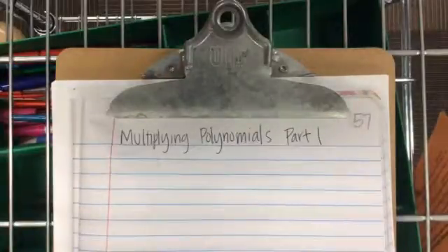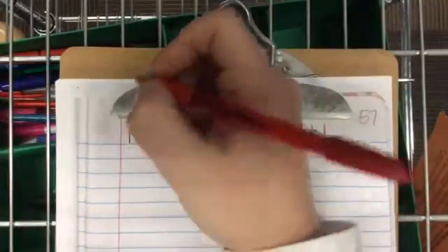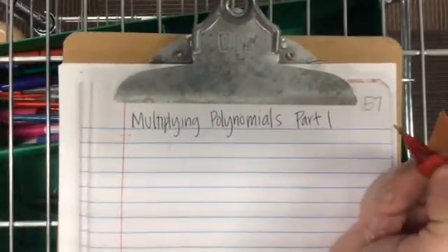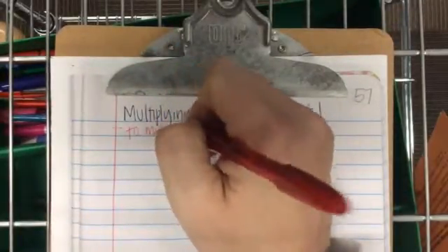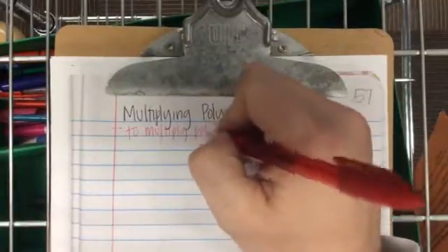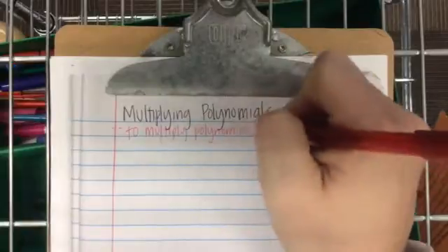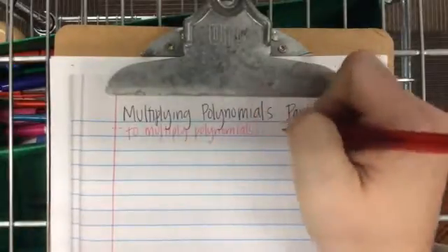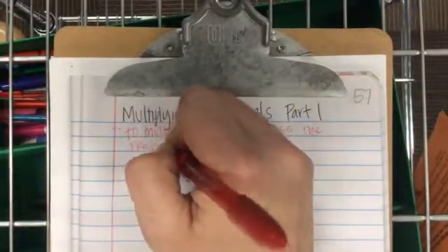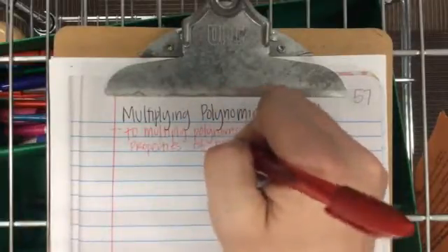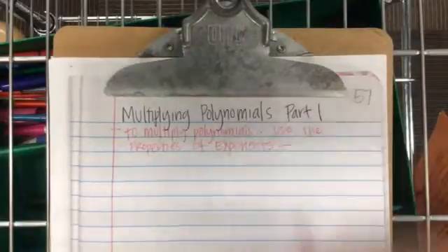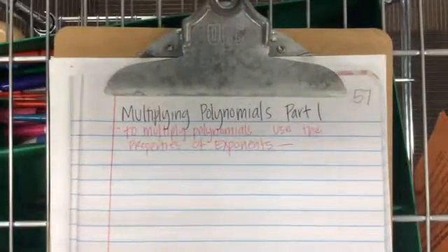So to multiply polynomials, there are three ways, or three types of polynomial multiplication. We break it up. The thing that you have to be acutely aware of is any multiplication. To multiply polynomials, you use the properties of exponents.